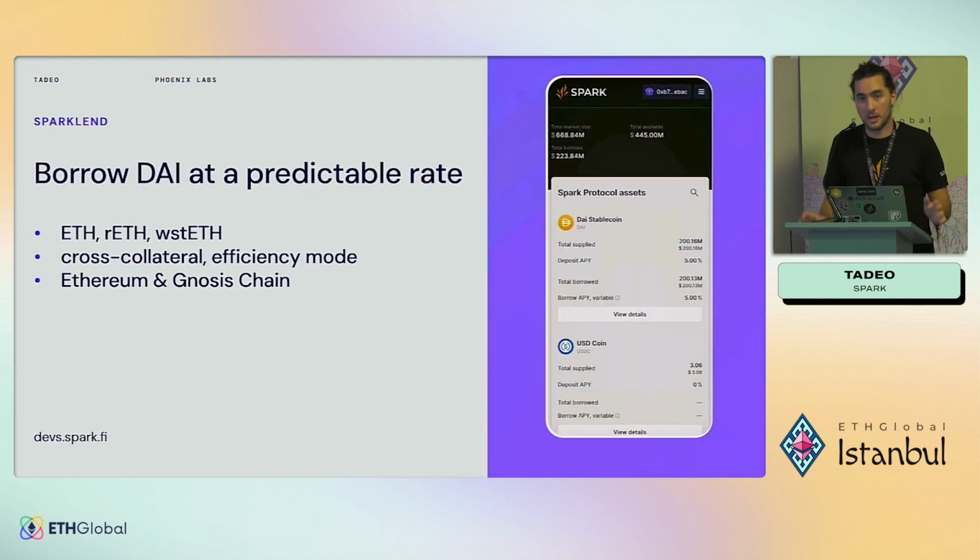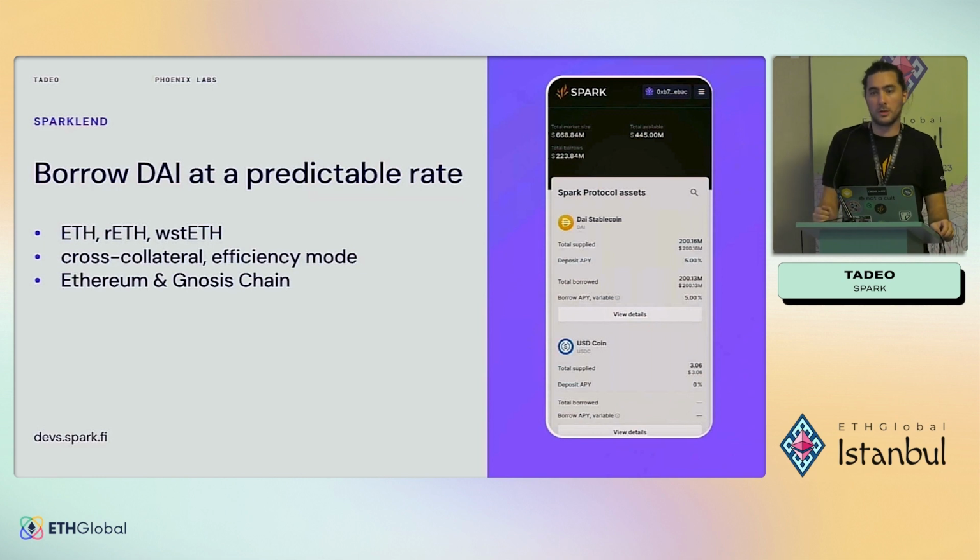Spark Lend is a lending marketplace, very similar to all the ones that are out there. The very important thing is that you're able to borrow DAI at a predictable rate, meaning that the rate is not based on utilization. Importantly, the rate changes based on a vote from governance at Maker. So you have a minimum of 2 weeks' notice for the rate that will change, and also what rate it will be in the future.